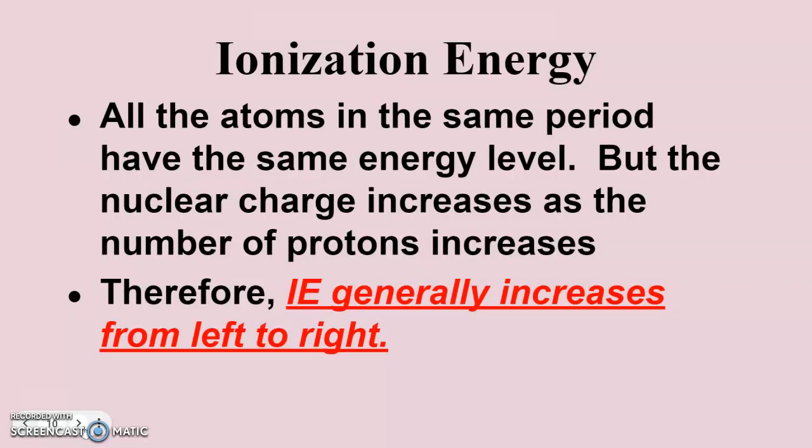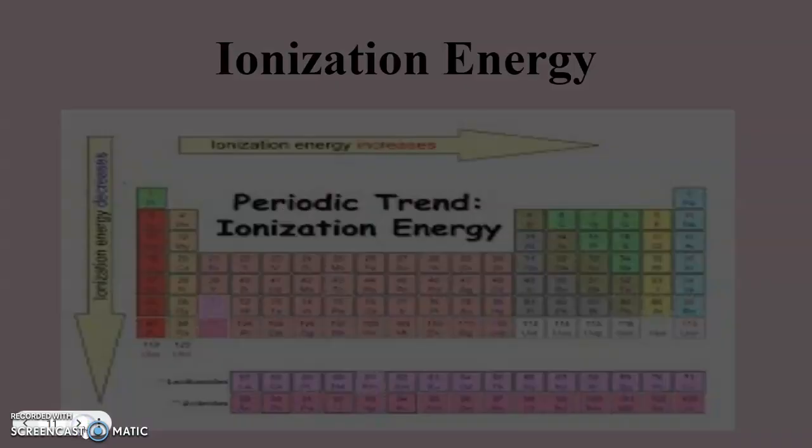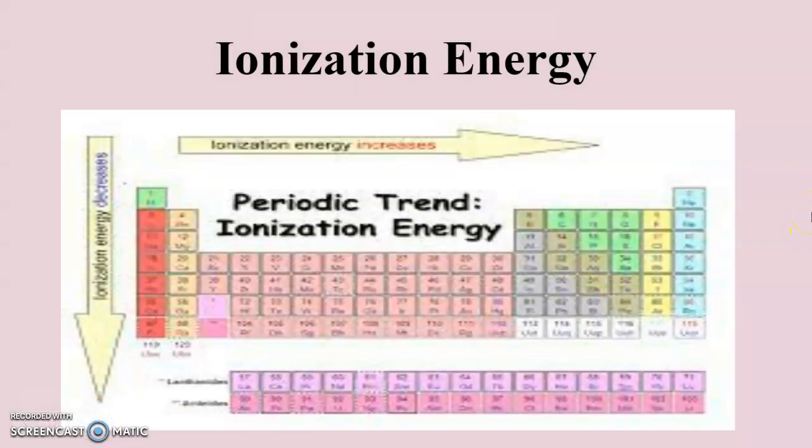And all the atoms in the same period have the same energy level, but the nuclear charge increases as the number of protons increases. Therefore, ionization energy will increase from left to right. Okay? So as we move from left to right, ionization energy increases, so it's harder to remove an electron. And as we go from top to bottom, it decreases, so it's easier to remove as we go from the top to the bottom.